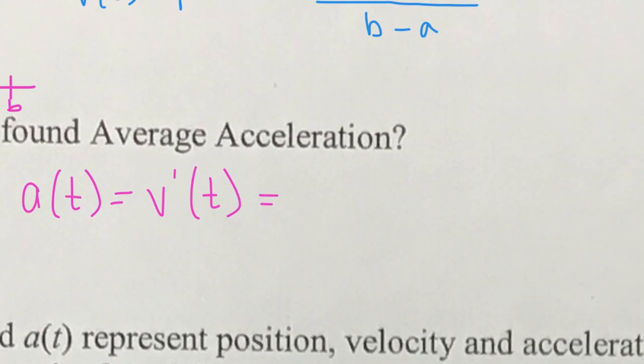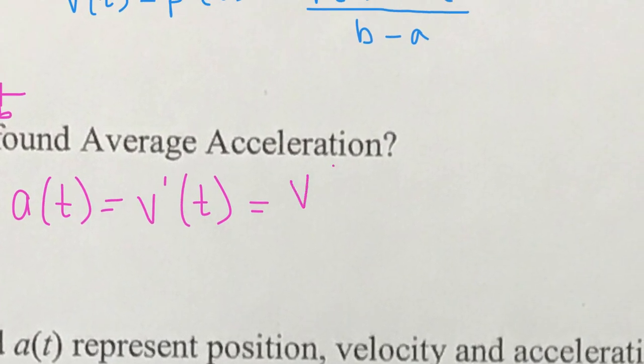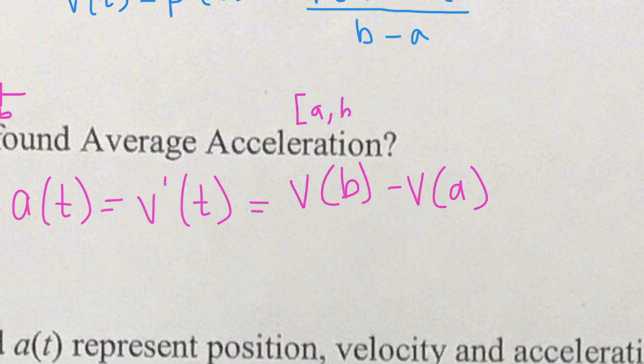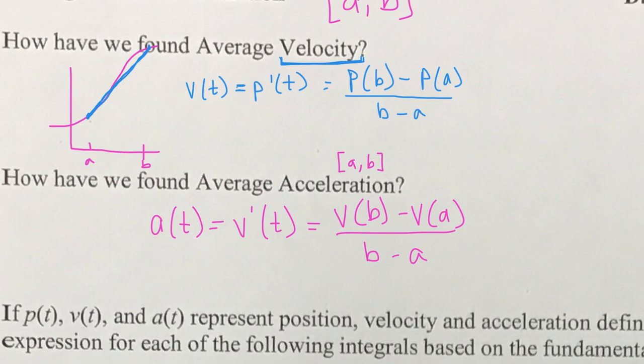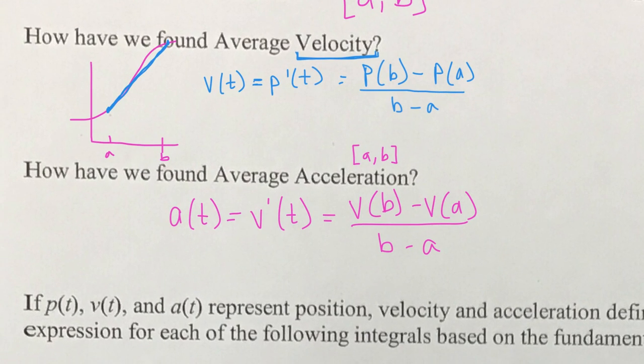Acceleration is the derivative of the velocity. So average acceleration is the velocity at point B minus the velocity at point A, still on the closed interval from A to B, divided by B minus A. If we're asked for average acceleration, those values come from your velocity function. And if we're asked for velocity, those values come from your position function, because velocity is the derivative of position and acceleration is the derivative of velocity.